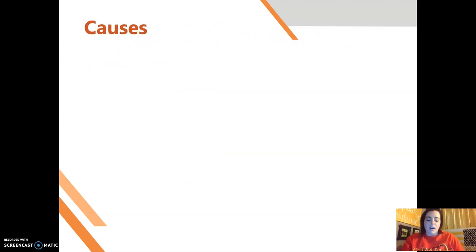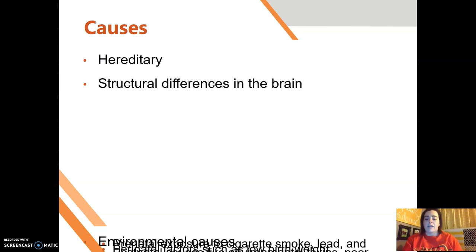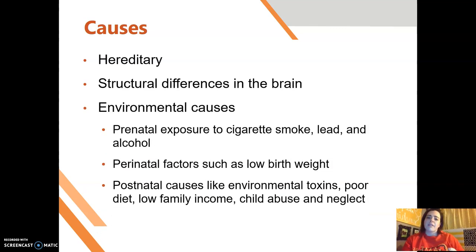So what are some of the causes of ADHD? ADHD can be hereditary, which means you get it from your parents. It comes from your family. So someone, like one of your parents may have had it. It can be just structural differences in the brain, so the makeup of your brain can just be a little bit different, causing ADHD. Or there can be environmental causes.